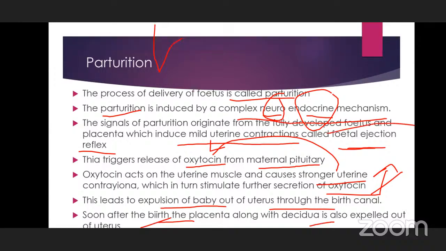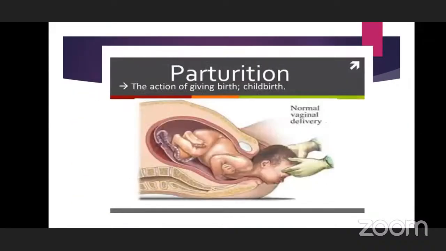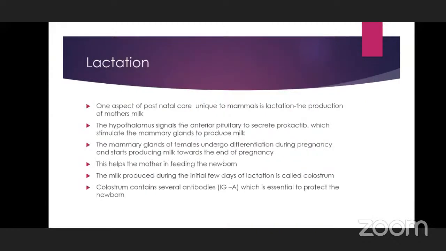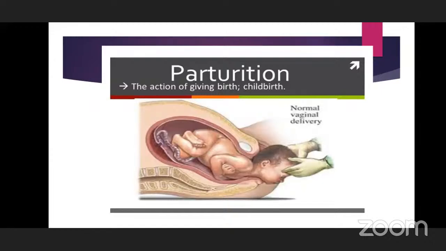Here you can see the process of parturition, that is the action of giving birth or childbirth. And in the normal vaginal delivery, the fetus will be born. And if the fetus is unable to come out by its natural process, then there will be cesarean.